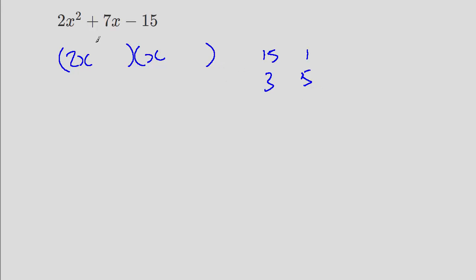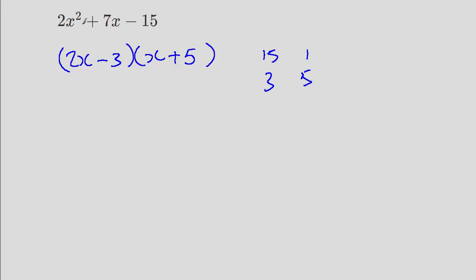Now using the factors 2, 1, 3 and 5, can I make the 7 that I've got there? 2 times 5 is 10, minus 3 will be 7, so I'm going to put a 5 in this bracket here, and I'm going to put a 3 in this bracket here. So which is the negative and which is the positive? Well, it's plus 7x, so I need to have plus 5, so 2 times 5 is plus 10, and then minus 3 in this bracket.